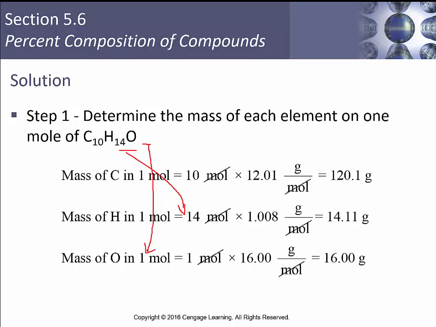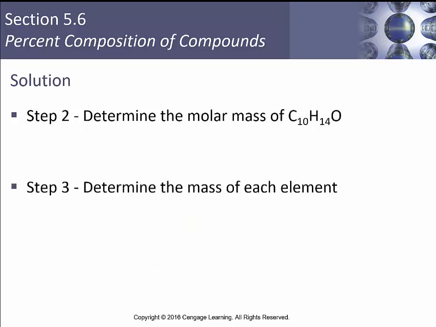Pick out which one we want to figure out the mass of, right? So this is making an assumption of 1 mole. We can make other assumptions, like it's got 100 grams. Once you figure out these relative percents, it's pretty easy to interchange between one and the other. So determine the molar mass of the C10H14O.